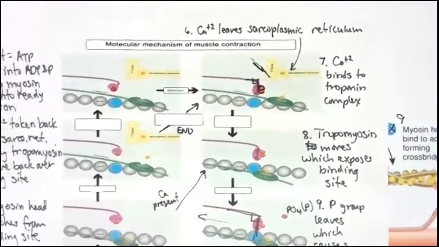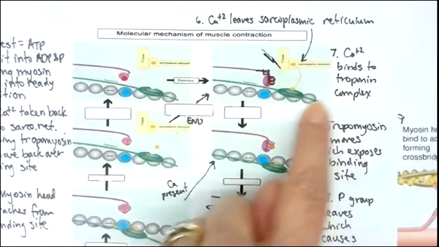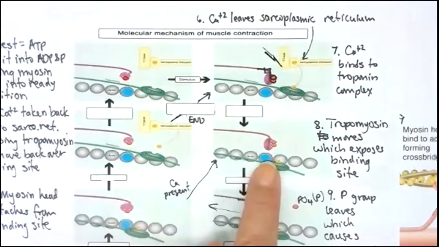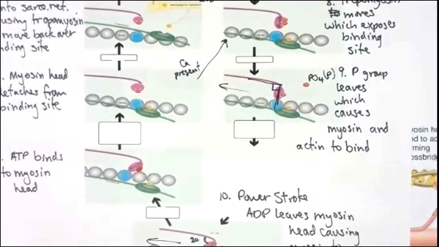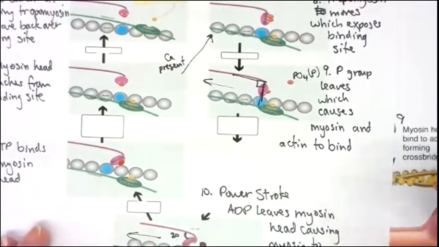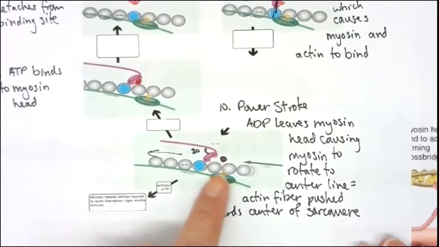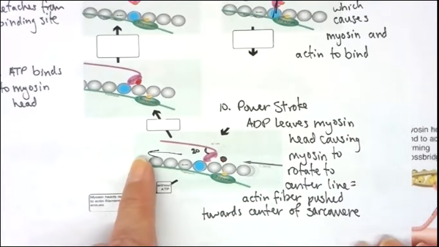The release of calcium from the sarcoplasmic reticulum occurs. The calcium binds to the troponin. The troponin moves the myosin, tropomyosin. Now the binding site's exposed, so the phosphate group leaves, which causes the myosin and actin to bind. Then the ADP group leaves, which causes the myosin head to rotate to center, pulling the actin fiber towards the center of the sarcomere.